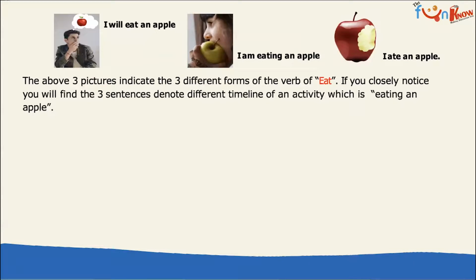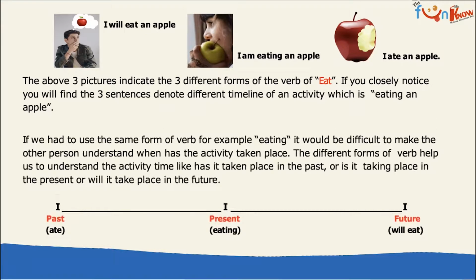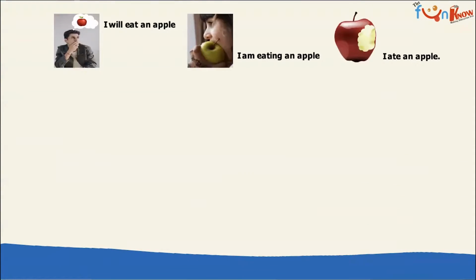If you closely notice, you will find that the three sentences denote different timelines of an activity, which is eating an apple. If we had to use the same form of verb, for example, eating, it would be difficult to make the other person understand when the activity has taken place. The different forms of verb help us to understand the activity time, like has it taken place in the past, or is it taking place in the present, or will it take place in the future? I ate becomes past, I am eating becomes present, and I will eat becomes future.